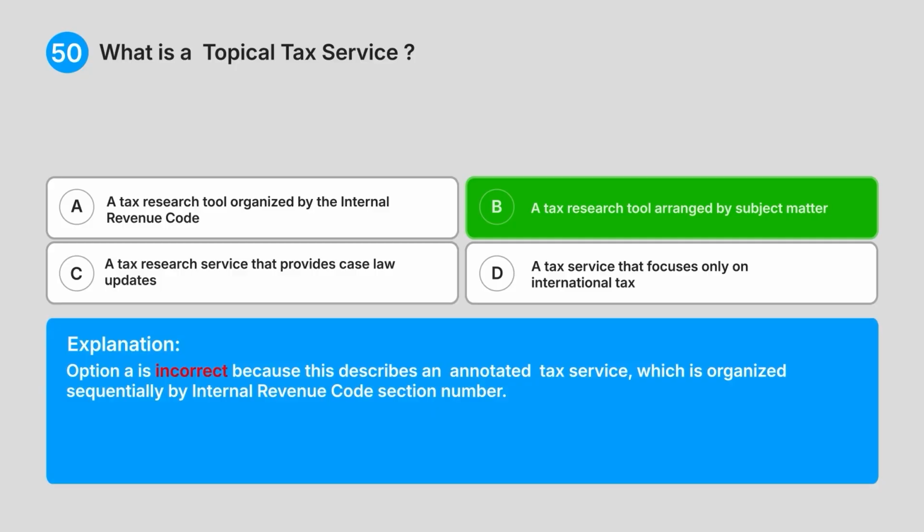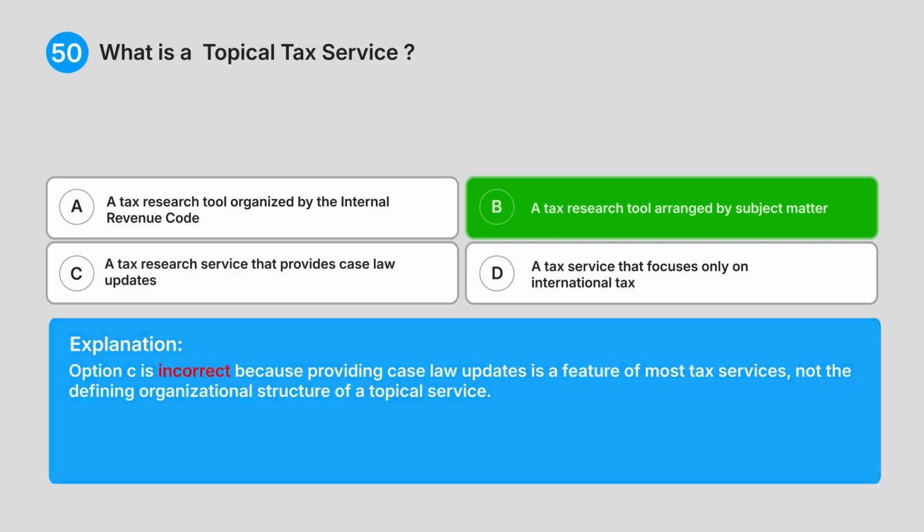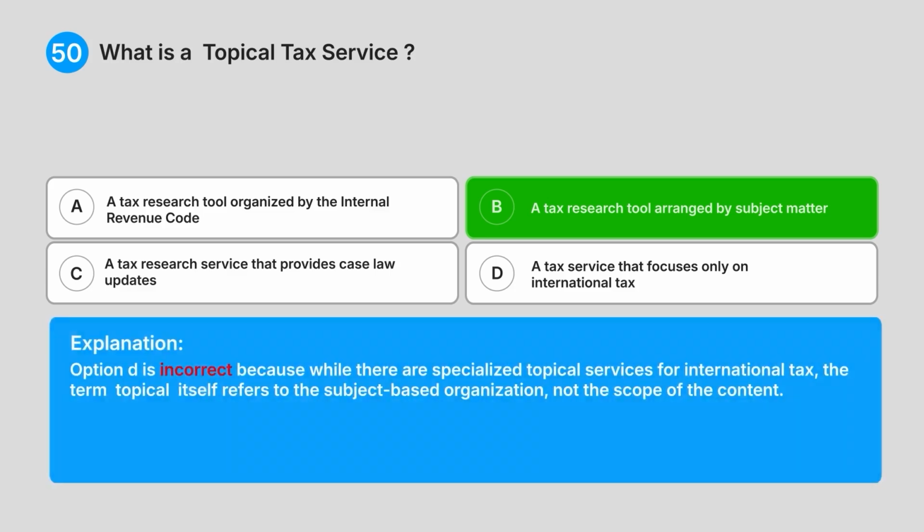Option A is incorrect because this describes an annotated tax service, which is organised sequentially by Internal Revenue Code section number. Option C is incorrect because providing case law updates is a feature of most tax services, not the defining organisational structure of a topical service. Option D is incorrect because while there are specialised topical services for international tax, the term topical itself refers to the subject-based organisation, not the scope of the content.